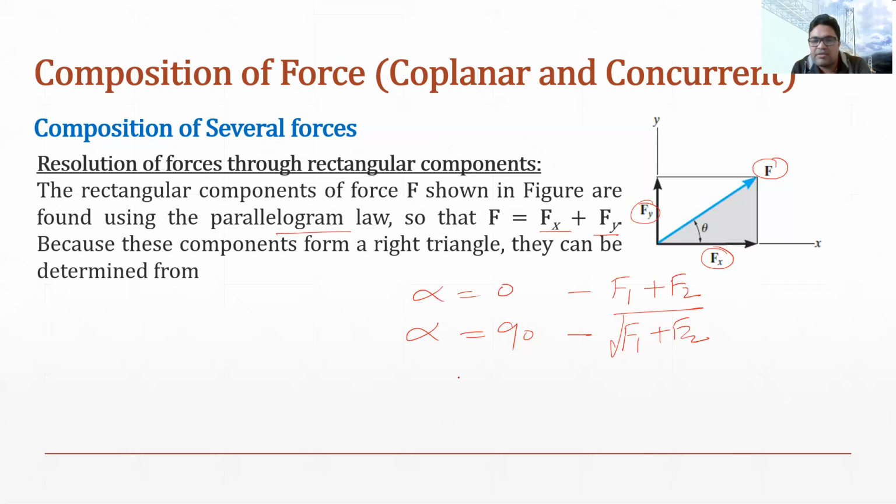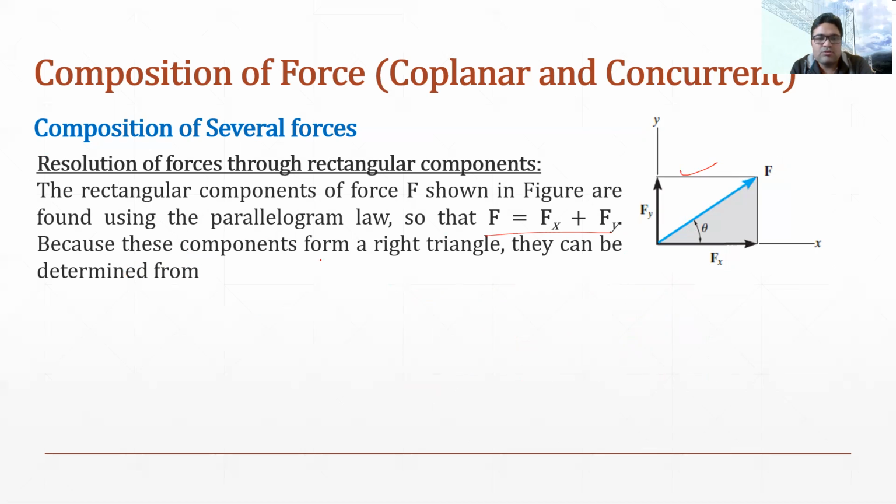Under root F1 plus F2. And when alpha is equal to 180 degrees, in that case, F1 minus F2. I will explain more about it in the later stage, but these are actually a special case of parallelogram law. So in this case, this is again the sum of F is equal to Fx plus Fy. It is actually the special case of parallelogram law.